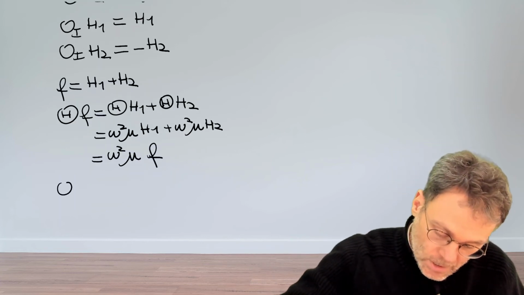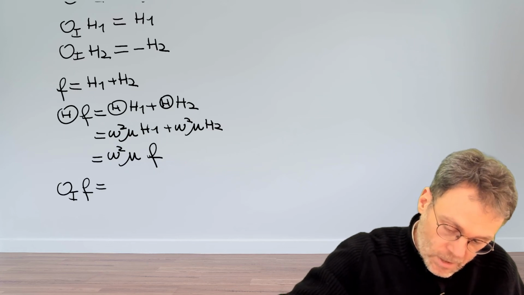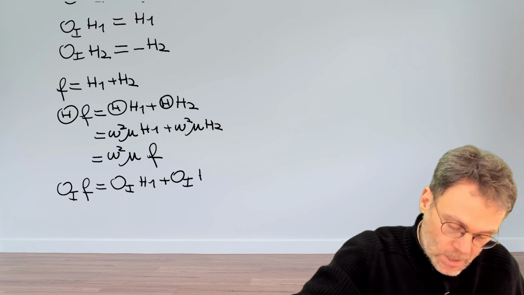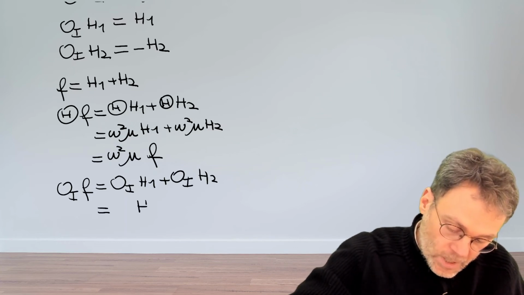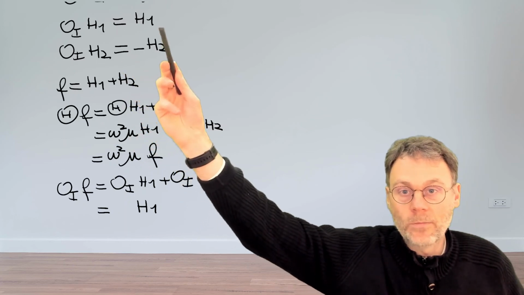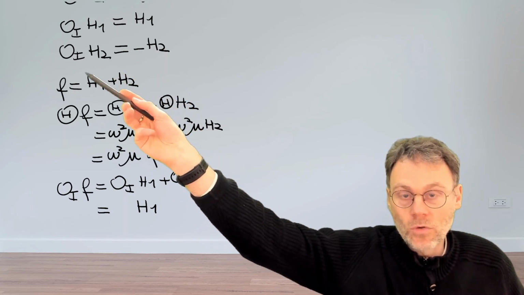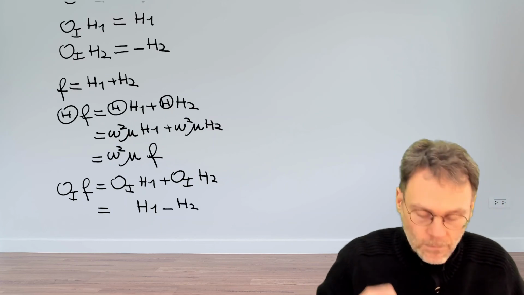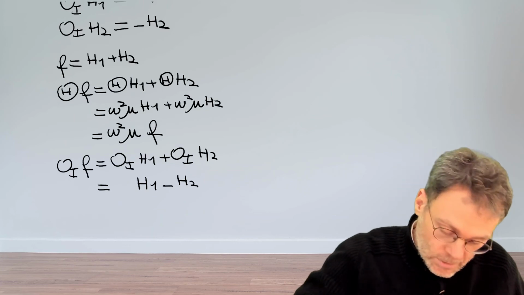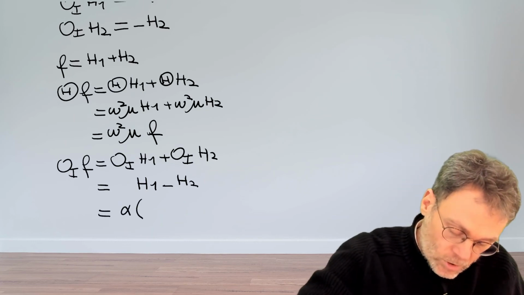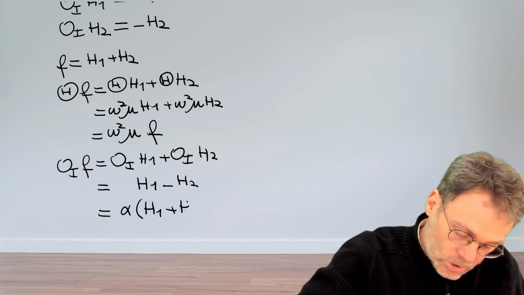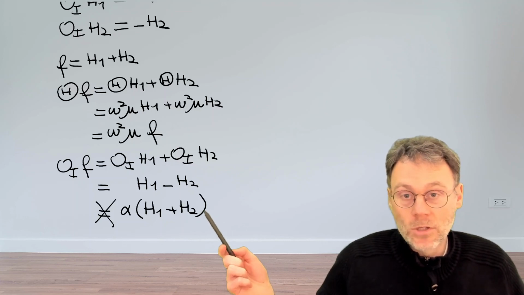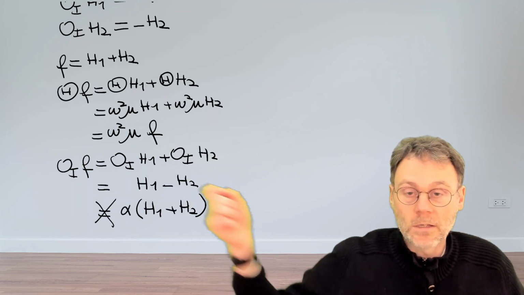Let's see what happens. If we have O_I of f, again, that's going to be O_I h1 plus O_I h2. And now in this case, we have h1, so this is what we have had up here, right? But then when we have h2, that becomes minus h2 in that particular case. Now here we have something very different. This is not equal to some sort of constant times h1 plus h2. So in this particular case, the function that we constructed is not an eigenfunction of that second operator.